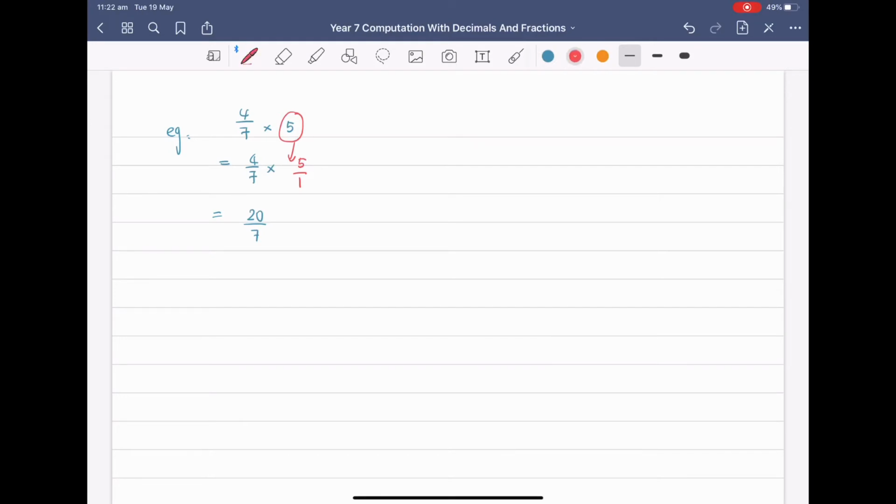So please remember that a whole number can be written as a fraction with a denominator of 1.